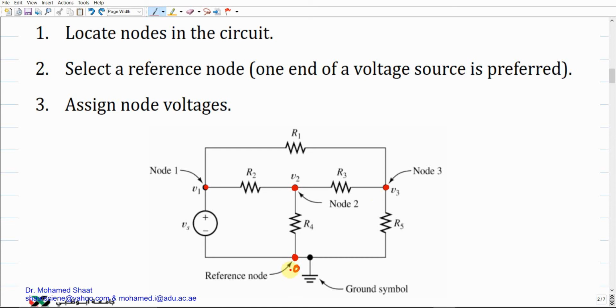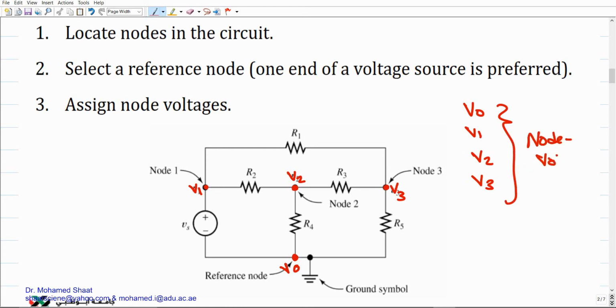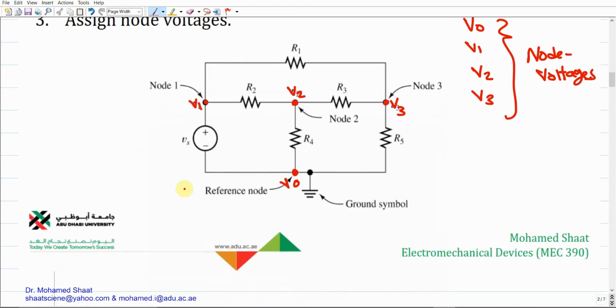So I'm going to consider that I do have V0 at the reference node. I'm going to assume that I have V1 at node 1, and there is voltage at node 2, V2, and voltage at node 3 as V3. But you should understand that V0, V1, V2, V3, these four voltages, are known as the node voltages. Make sense? Once you assign these node voltages, you can move to the next step.